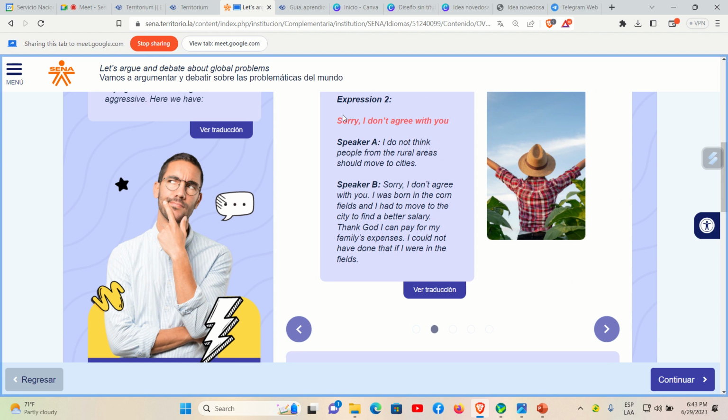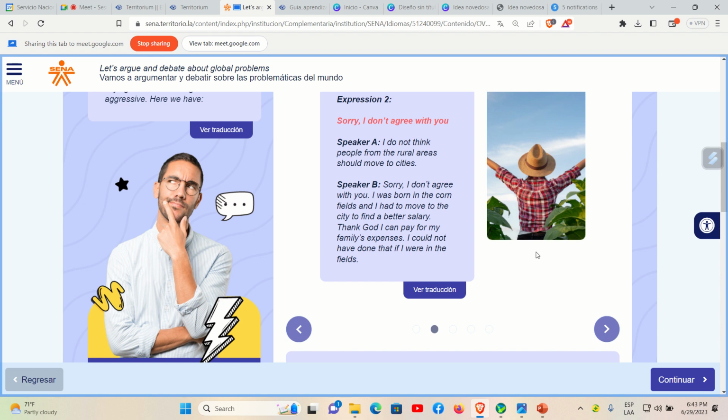Second expression, sorry, I don't agree with you. I don't think people from the rural areas should move to cities. Sorry, I don't agree with you. I was born in the cornfields and I had to move to the city to find a better salary. Thank God I can pay for my family expenses. I could not have done that if I were in the fields.